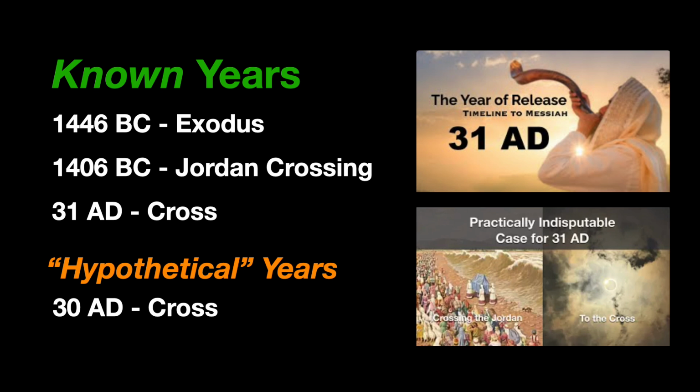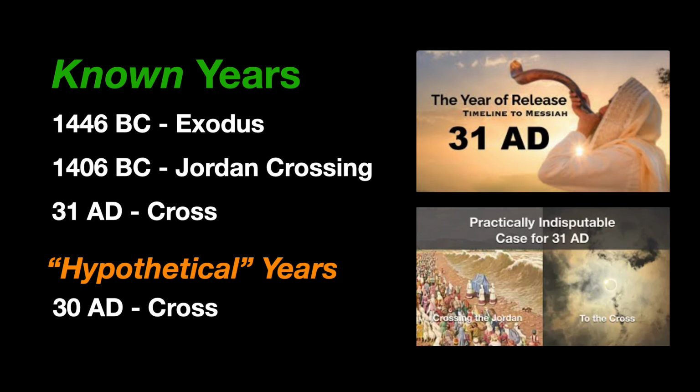So these are the known years we'll be testing. 1446 BC is the Exodus. And we know that from Scripture and from abundant documentation that I've provided in the videos for Practically Indisputable Case for 31 AD, as well as the Year of Release Timeline to Messiah, 31 AD. Both of those videos provide the documentation from history that prove those dates.